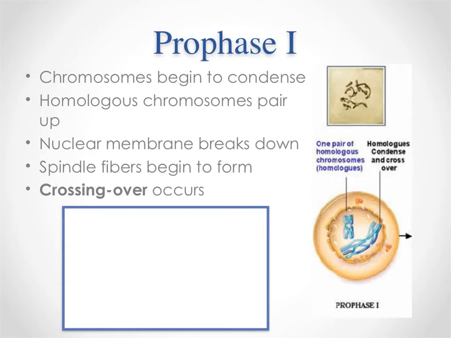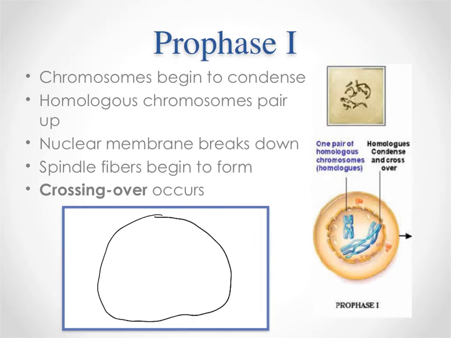In prophase 1 of meiosis, the chromosomes would begin to condense. Homologous chromosomes would pair up. The nuclear membrane would break down. Spindle fibers would begin to form, and crossing over would occur during this phase.